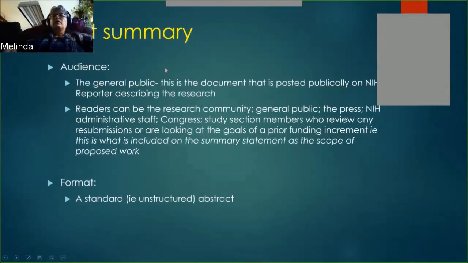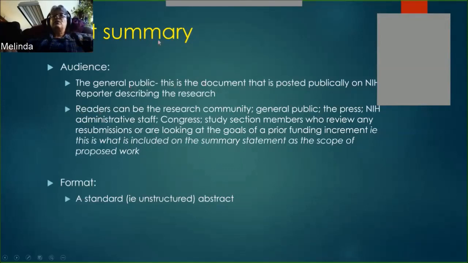Okay, so the very first one is the project summary. The thing about the project summary is that it's the only piece of the grant that is actually public information. If you submit a grant and it's not funded, it just goes into the pits of the NIH, never to be seen again. But if it is funded, this is the publicly available description of your research.